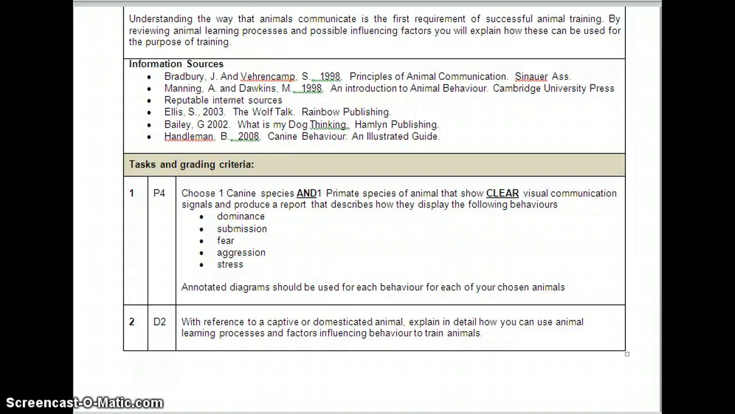So that one needs to be around 750 words, so about a page and a half, to achieve the distinction. Okay, make sure you include title page, contents page, introduction, conclusion and bibliography, and make sure you reference throughout.